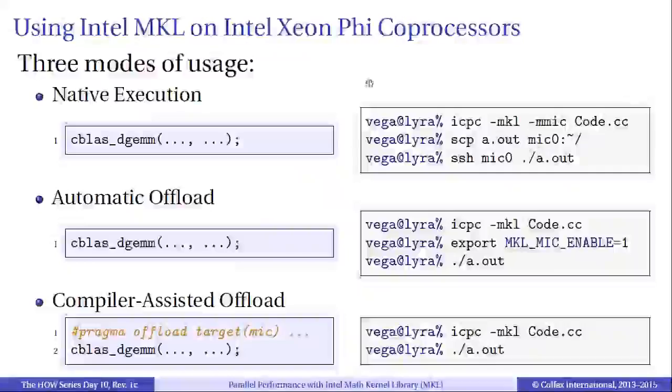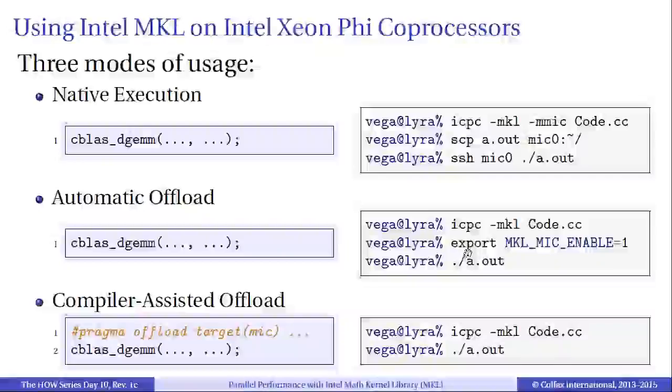There is another way to use Xeon Phi coprocessors with MKL, and that is automatic offload. In automatic offload, you write your application as if it was written for the CPU, and you compile it with -mkl, and you run it on the host. But prior to running it, you set the environment variable MKL_MIC_ENABLE equals 1. What this variable does is it tells MKL to search at runtime for a Xeon Phi coprocessor. And if there is a Xeon Phi coprocessor, then MKL will automatically offload some of the calculations to Xeon Phi.